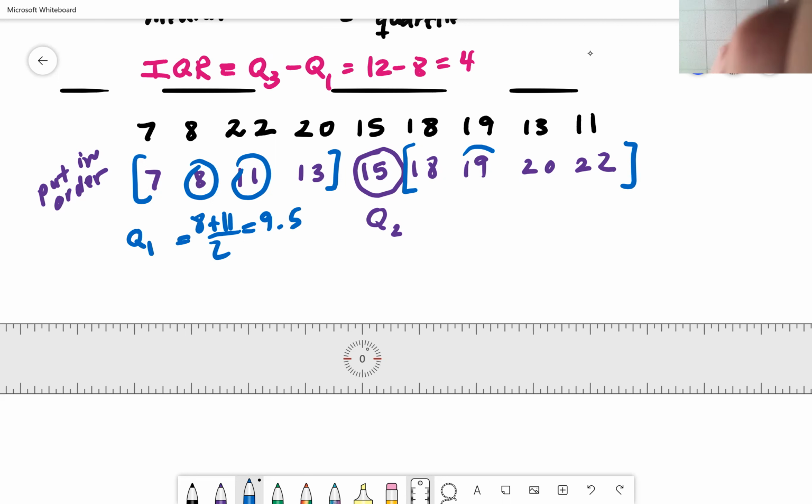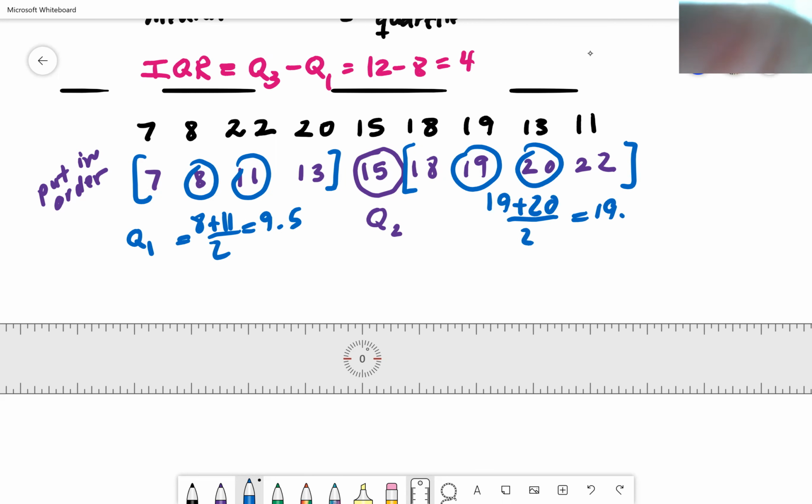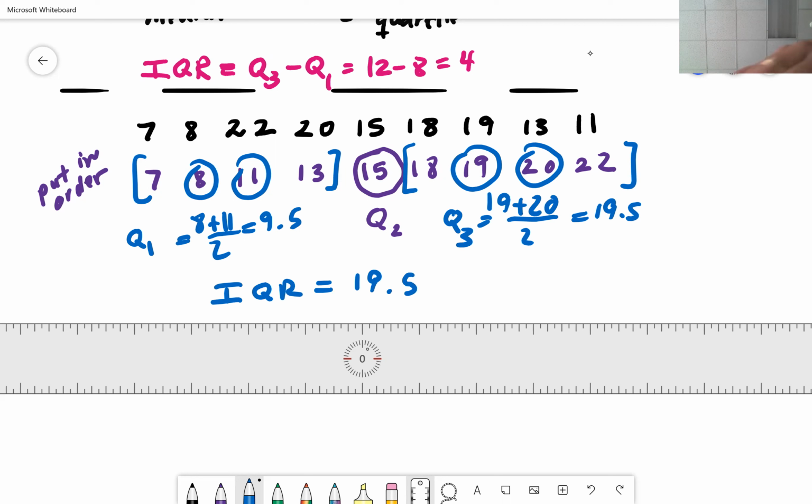And what about 19 and 20? Add those two. Okay, perfect. 19.5. And this one here, 19.5 minus 9.5, is your interquartile range, which is the range of your middle 50% of the data. It is going to equal 10. Yay! Do we understand how to do this? Yes. Awesome. Okay.